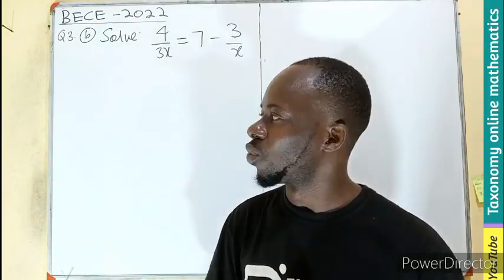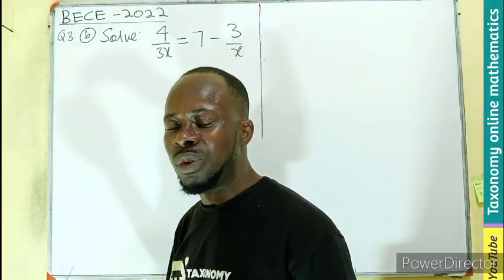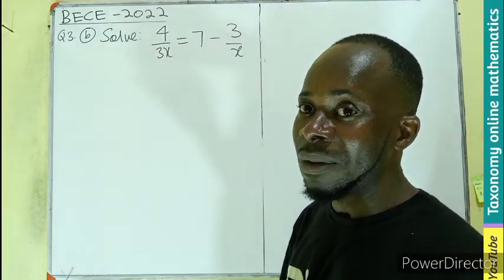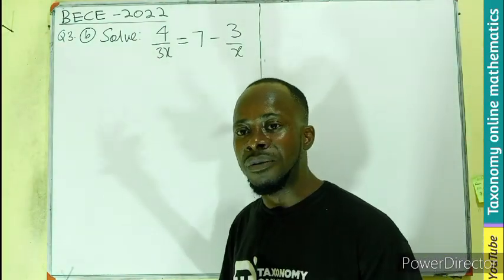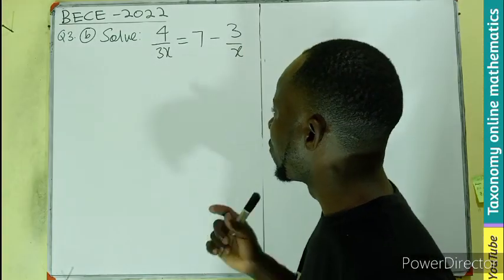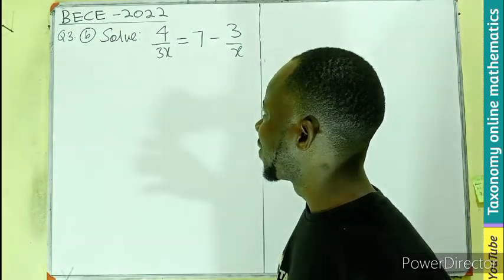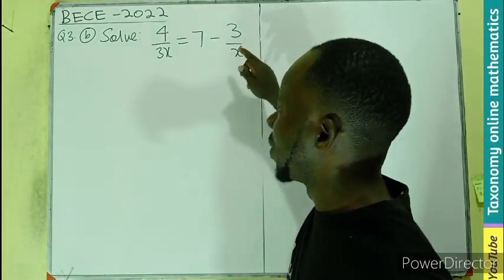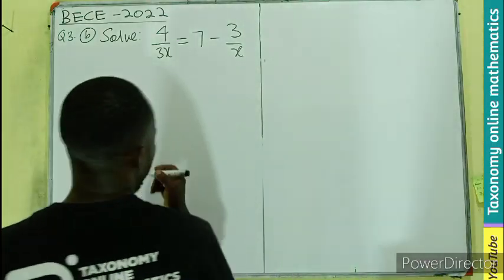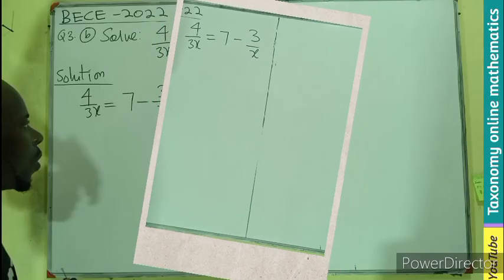Let's see how this one will be. BECE 2022 question number 3B. We have to solve this one under linear equation involving fraction. So we have 4 divided by 3x equal to 7 as a whole number minus 3 divided by x. So let's see how we are going to go about that.